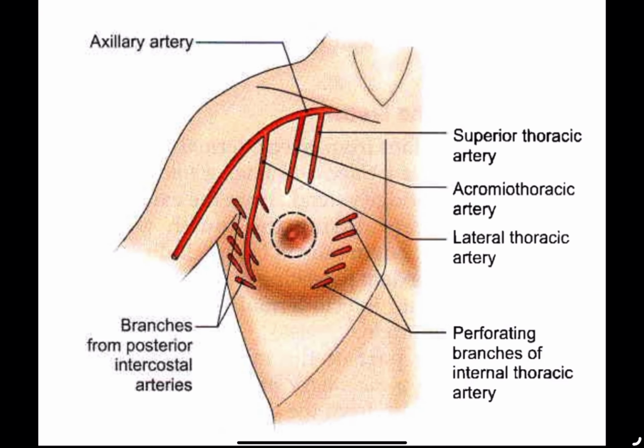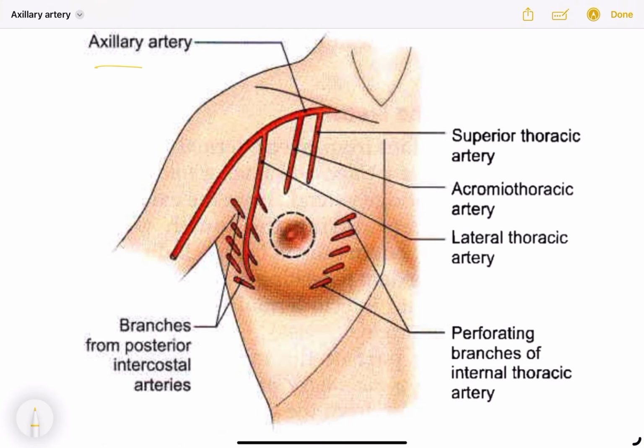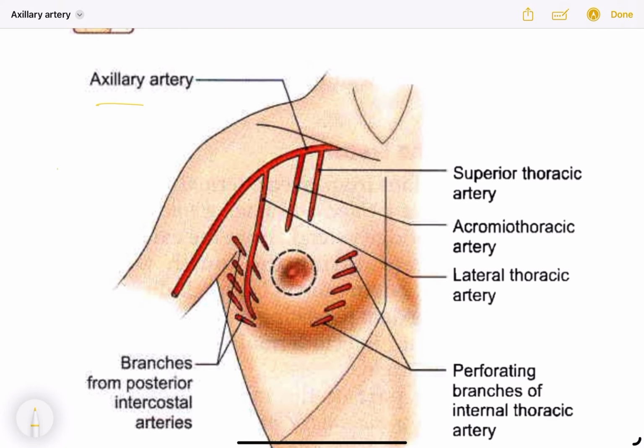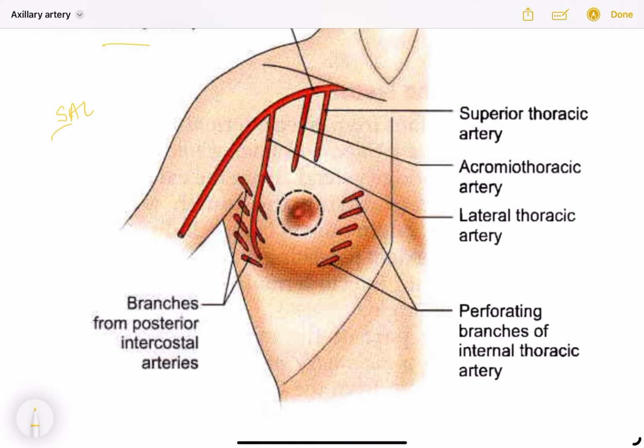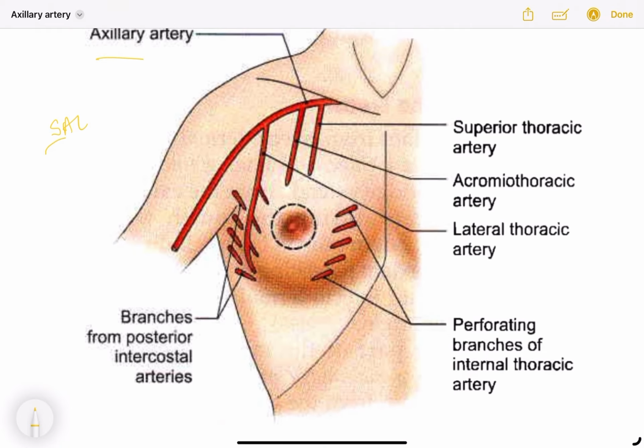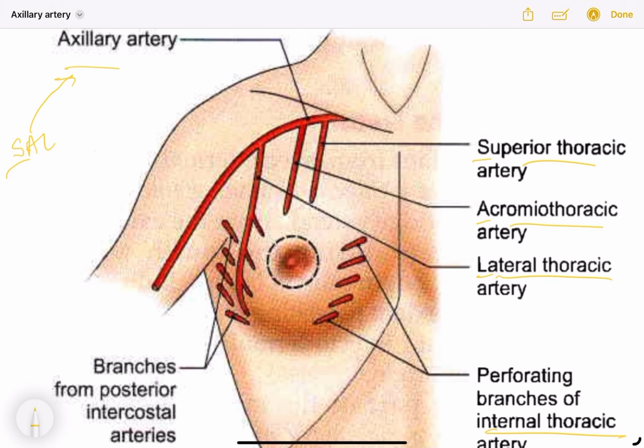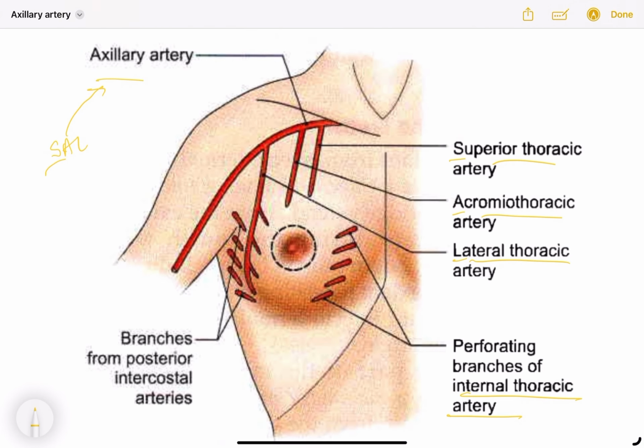Let us revise it. So remember the mnemonic SAL. From S we have the subclavian artery. Which branch? Internal thoracic artery. From A we have the axillary artery. Which were the 3 branches? Again SAL: superior thoracic, acromiothoracic and lateral thoracic. Okay. From L we have the lateral branch of the posterior intercostal artery.